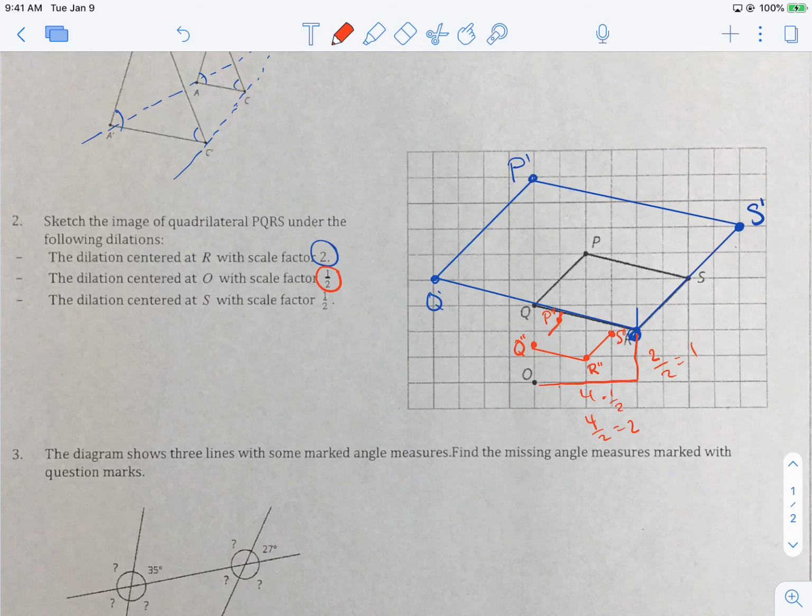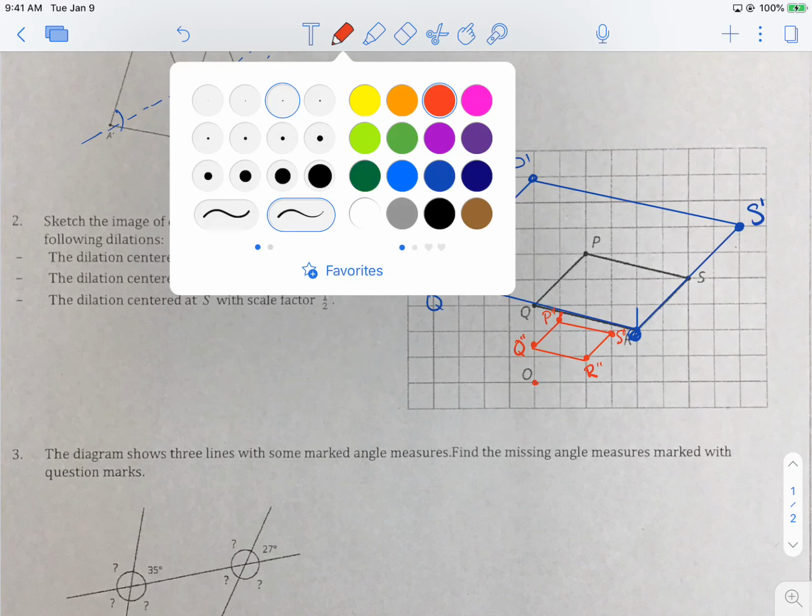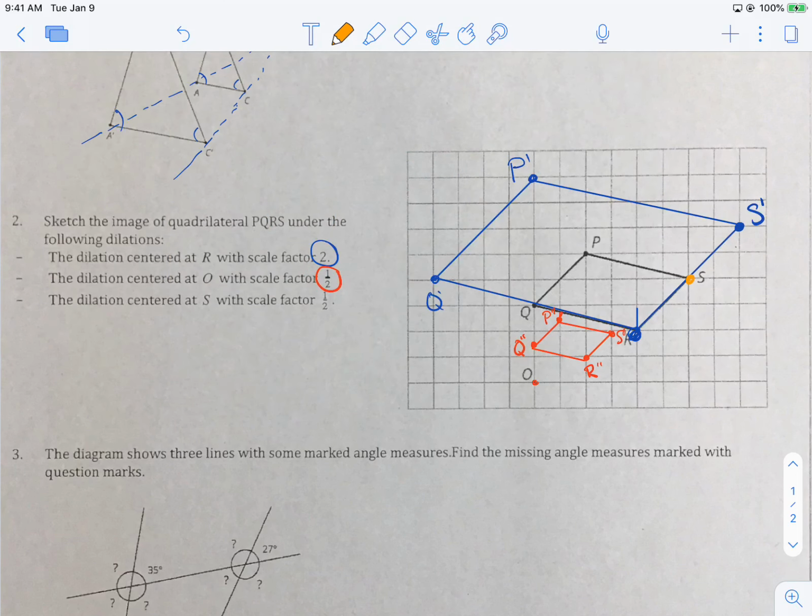We have a figure that is half the size of what we started, but using the center of dilation as the point that is away from the shape itself of O. Okay, so it's out to the side, kind of closer to O. The last one says a dilation centered at S. So we're going to use S as our center point this time. So we'll choose orange. So this is going to be our center point, and we're going to have a scale factor of 1/2.